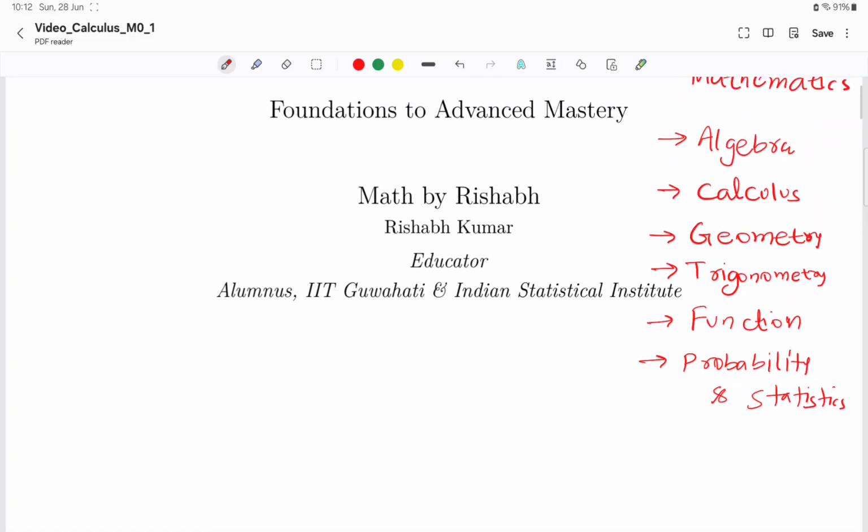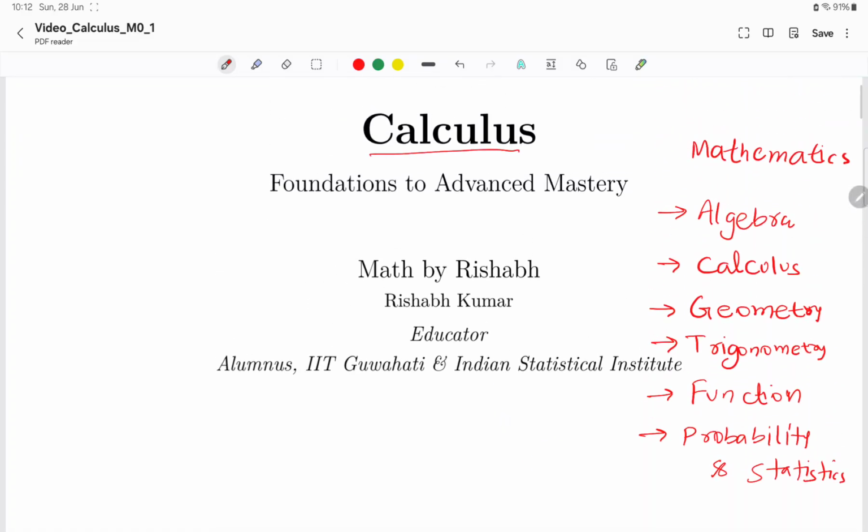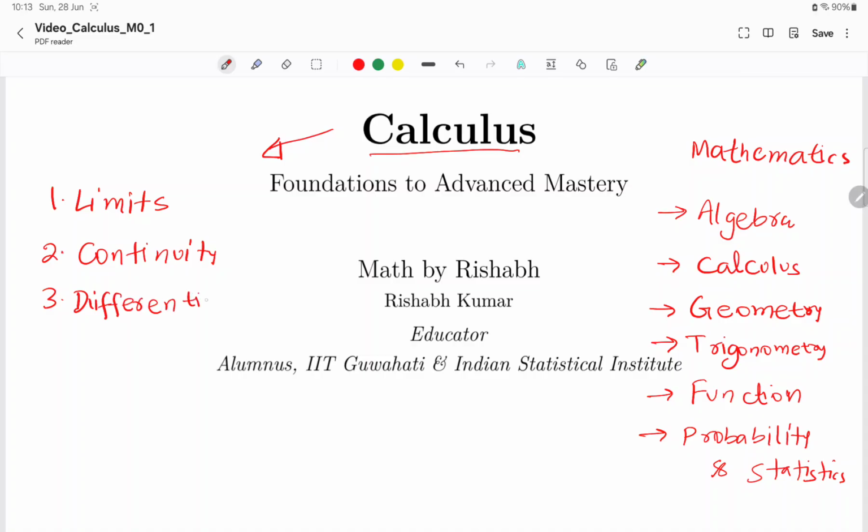Coming to calculus, to learn calculus we will go through some things you very well know. If you don't know, I will help you. What are the topics in calculus? One is limits, second is continuity, third is differentiability or differentiation or derivative. Fourth is the application of derivative, AOD, application of differentiation.